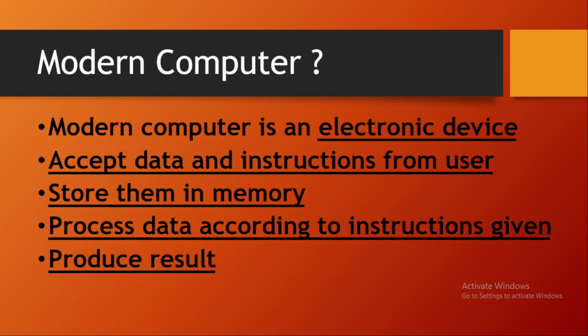Now whatever computers we see around us today are called modern computers. And modern computers are not just a calculator, they are much more than that. So a modern computer is an electronic device, meaning a machine which runs on electricity and does all these four things. So what are the four things that a modern computer does? It accepts data and instruction from the user, stores them in memory, processes data according to instructions given, and produces a result.